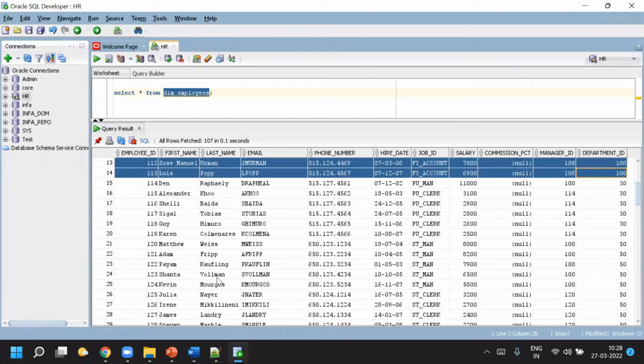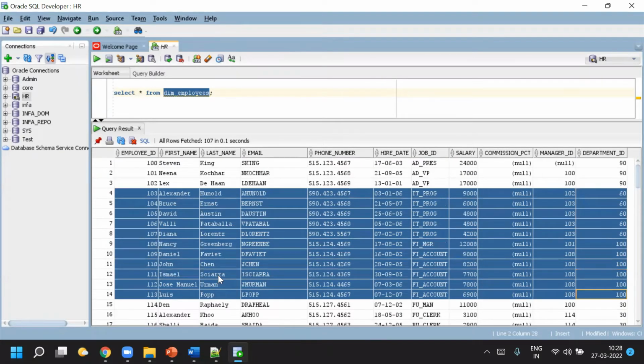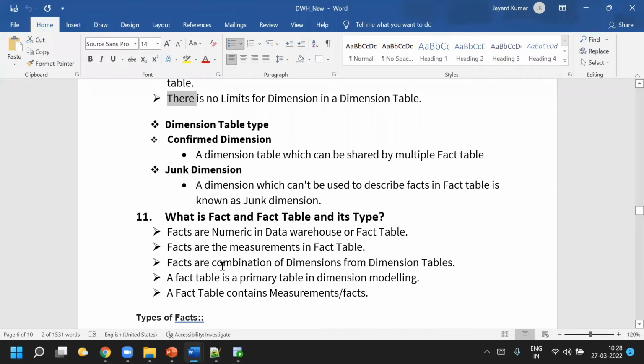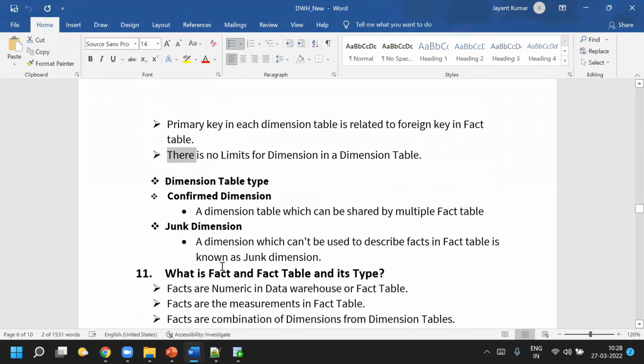You will have millions or billions of records in a table. You can keep it, but the performance will be slow. If there is 1 billion records in a table, then definitely fetching data from that table will take time, because it will check the overall full data.